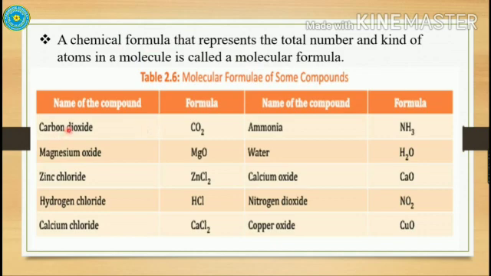Here you can see so many examples of molecules or compounds: carbon dioxide is a compound, magnesium oxide, zinc chloride, hydrogen chloride and calcium chloride. They are all formed by the combination of 2 or more atoms of different elements. Here ammonia, water, calcium oxide, nitrogen dioxide and copper oxide. They are also formed by the combination of 2 or more atoms of different elements by a chemical bond.